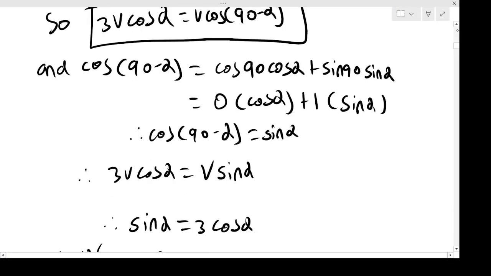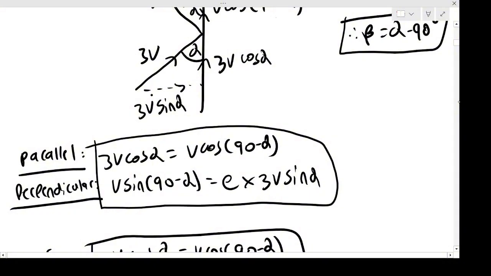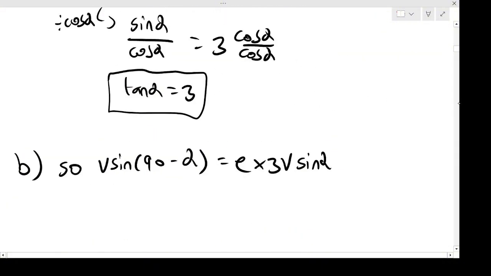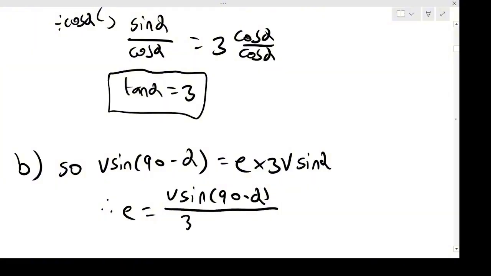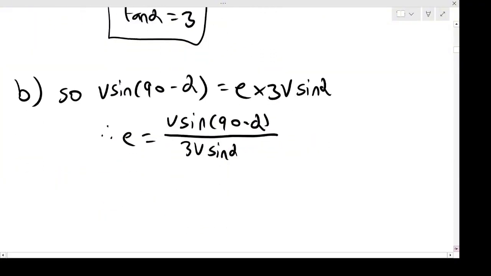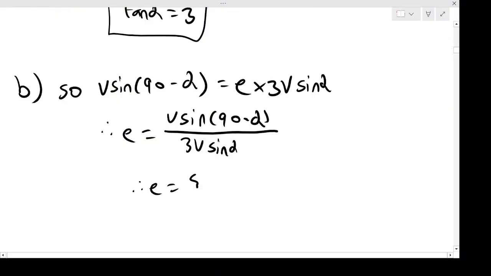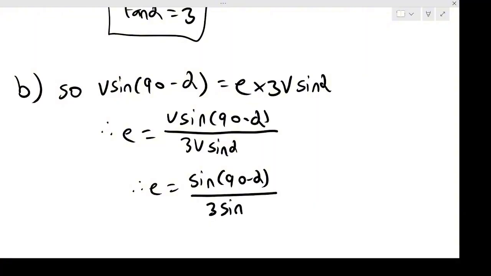Hopefully I copied that right. Okay, so if I just rearrange for E, that's going to be V sine of (90 take away alpha) over 3V sine alpha. I can cancel the V's, so that means E is going to be sine of (90 take away alpha) over 3 sine alpha. Okay, well, I'm going to need this.